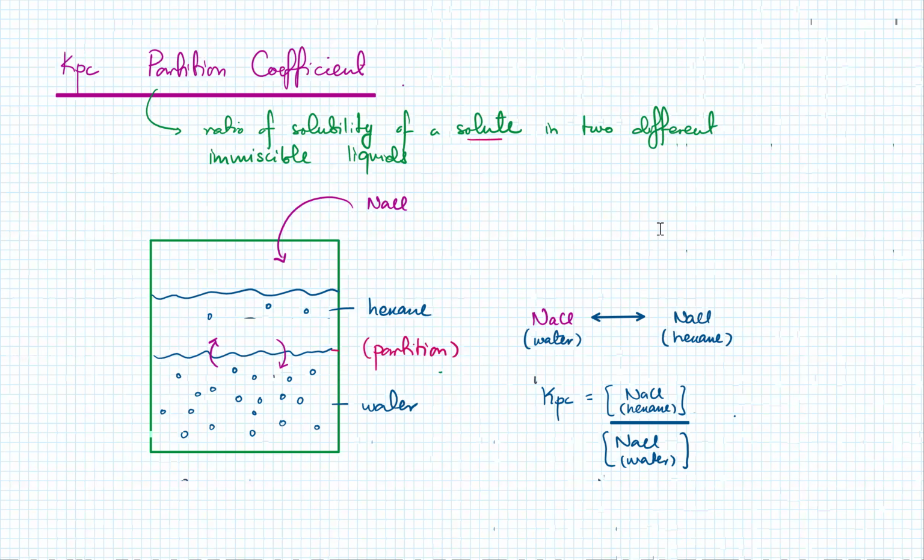So your definition was that it is the ratio of the solubility of a solute, in mole per dm cube, mole per dm cube. So the solute concentration in two different immiscible liquids, in hexane and in water. It's the ratio of that. Is that clear?